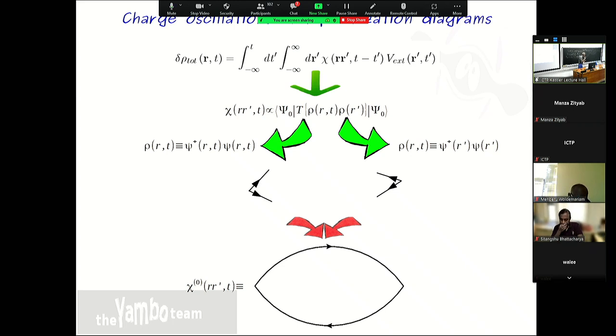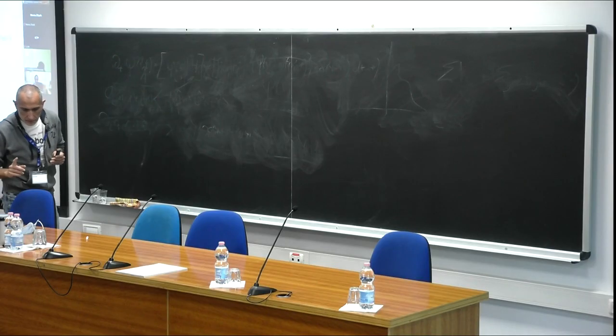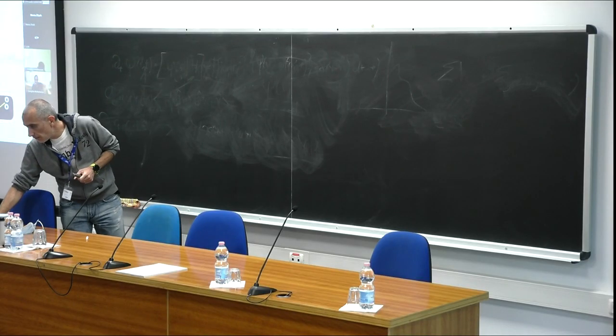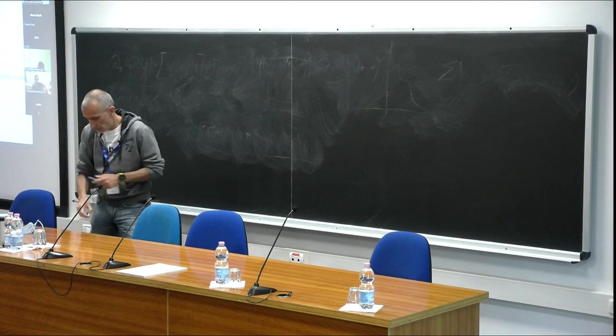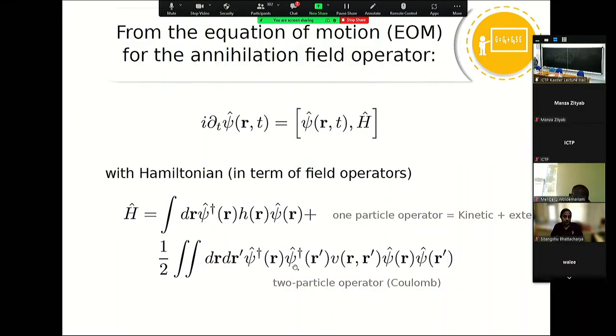Now, you realize something that is at the basis of the reason why the Schwinger approach is so complicated, and why the diagrammatic approach also has to be done with care. Now, the Coulomb interaction. Yes, you see this object down here. This is the beast. It's the source of all problems.